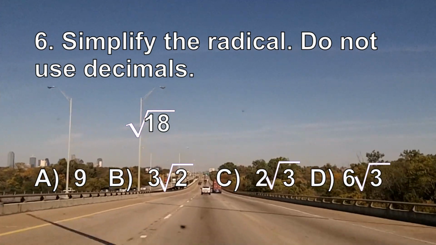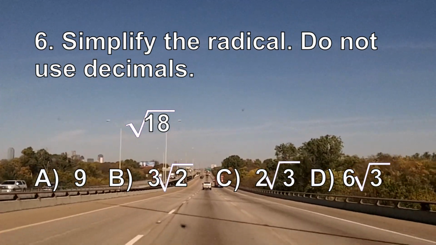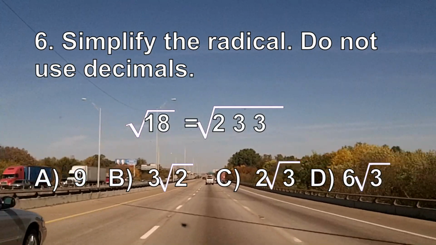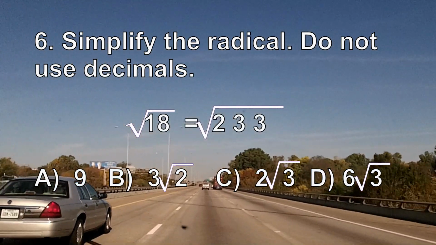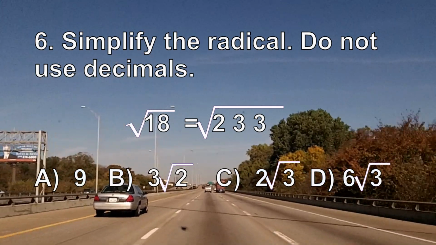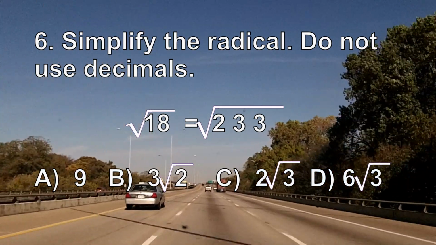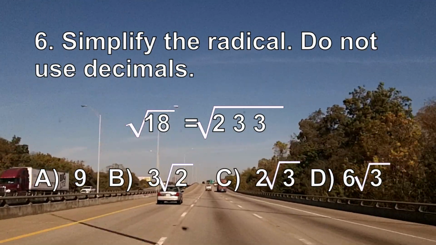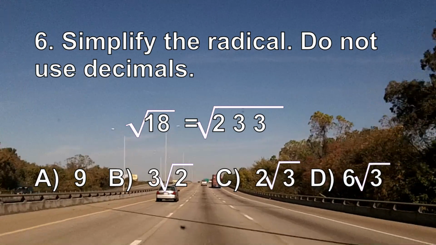Remember, a square root undoes an exponent of 2. The first thing we need to do is to prime factor 18. The prime factors of 18 are 2 times 3 times 3. Since the square root undoes the exponent of 2, we have a pair of 3's. The next step is to identify all of the pairs in your prime factors.